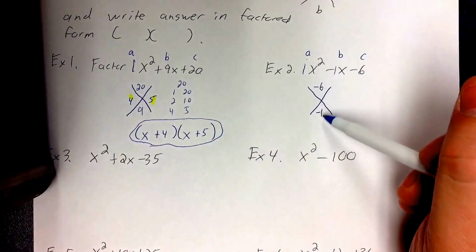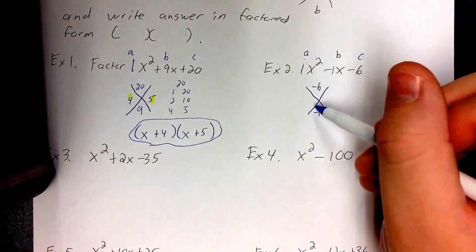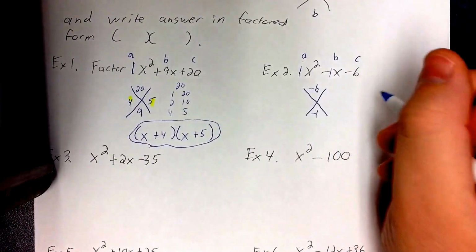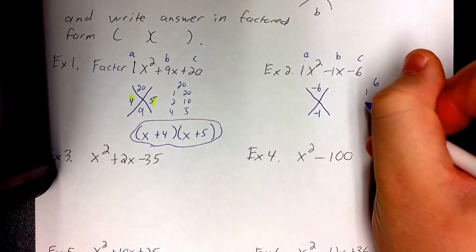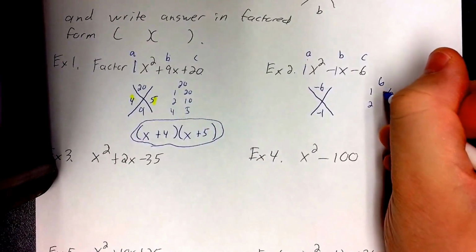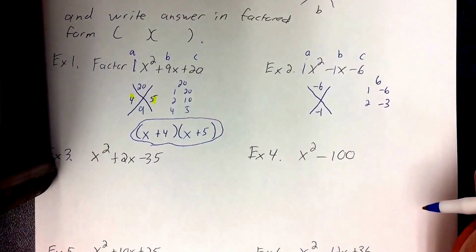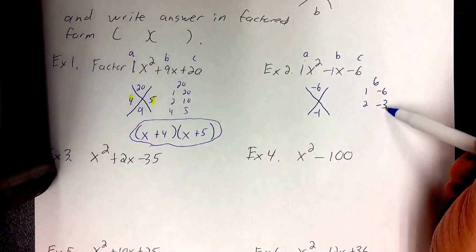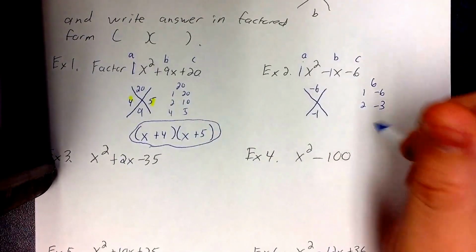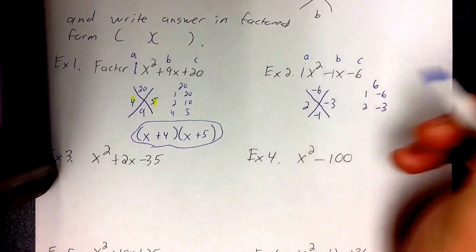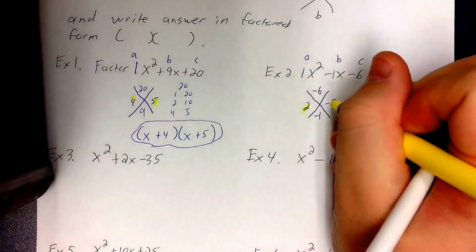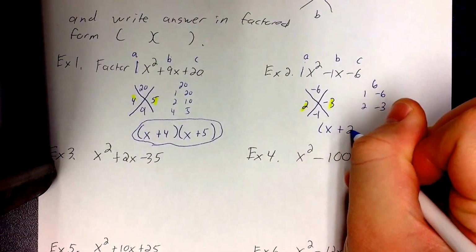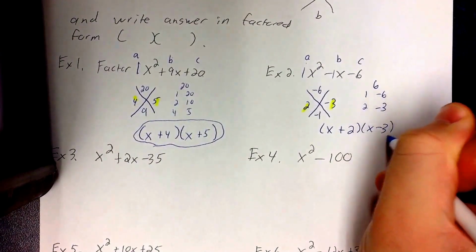So now I've got both of them are negatives. That means one has to be positive and one has to be negative, but since the bottom's negative, the bigger number has to be negative. So if we look at what numbers go into 6, 1 and 6 and 2 and 3. Well, I know the bigger number would have to be negative because the bottom number is negative. And the top number is negative. So negative 3 plus 2 is the one that will give me negative 1 if I add them together. So my side numbers would be 2 and negative 3. So again, that allows me to write my factored answer as x plus 2 times x minus 3.